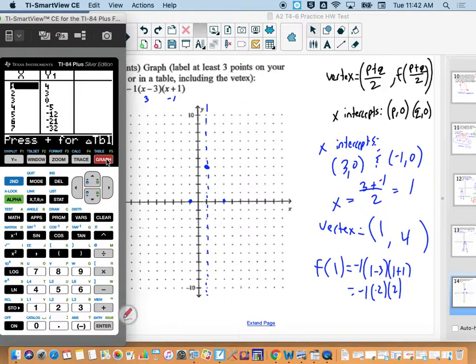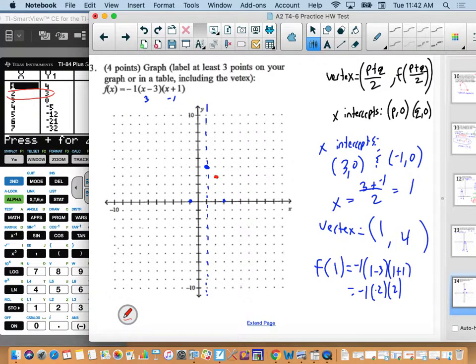So 2, 3. When x is 2, y is 3. That's right here. Due to symmetry then, 0, 3 will be another point because that's 1 unit to the left of the axis of symmetry. 3, 0 I had. 4, negative 5. So over 4, down 5. That points 3 to the right of the axis of symmetry, so I can put another point 3 to the left. And then 5, negative 12 would be right around here. So now I can connect all the dots and draw a nice, neat parabola with arrows at the end.